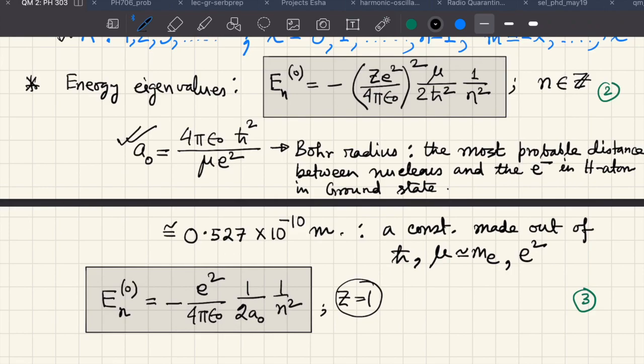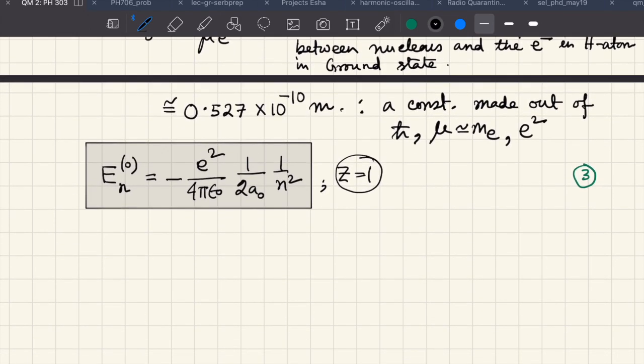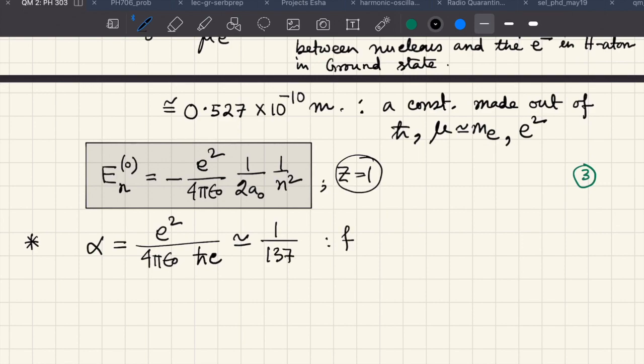Now there is another way of writing this energy, and that is going to be crucial for our discussion. So let us actually define something which many of you are probably familiar with. That is a constant again, which is defined as e square by 4 pi epsilon naught into h bar c, which is denoted by alpha, and it has the value 1 by 137, which is known as the fine structure constant.